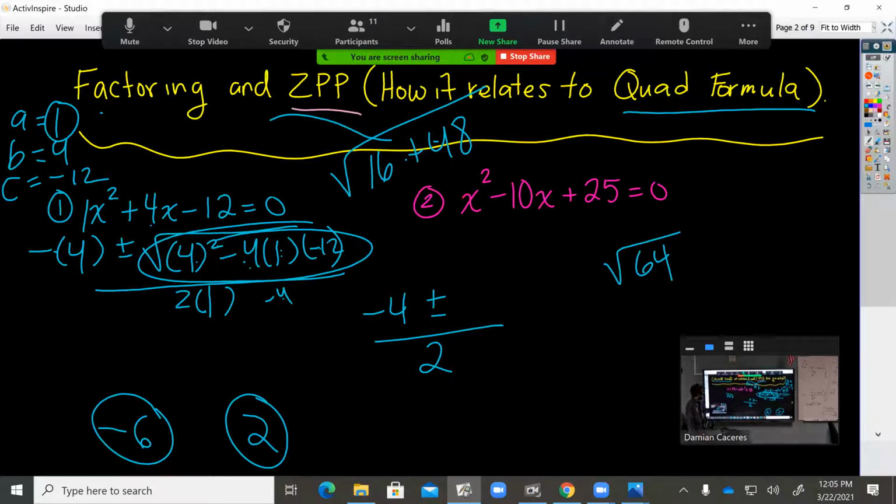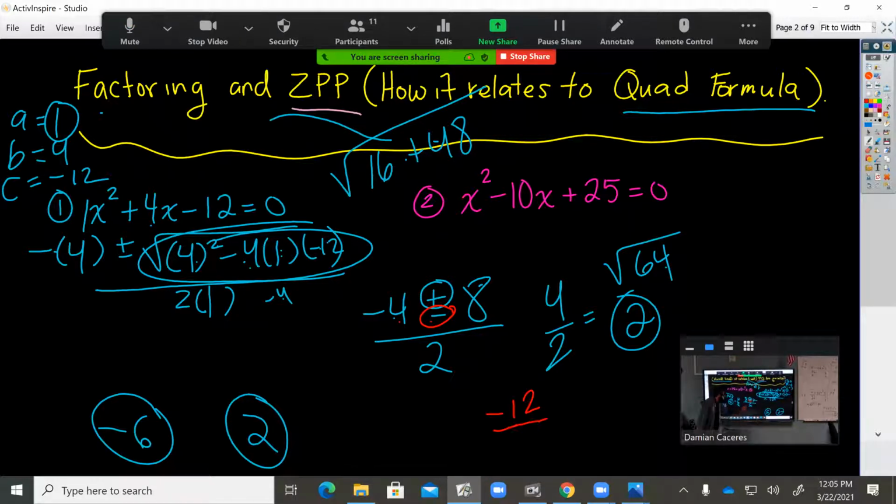64. Now, the square root of 64 is 8. So we're ready to solve now. The first answer you're going to get by using the plus. Negative 4 plus 8 is positive 4, divided by 2 equals 2. The next answer you're going to get using the minus. Negative 4 minus 8 is negative 12, divided by 2 is negative 6.